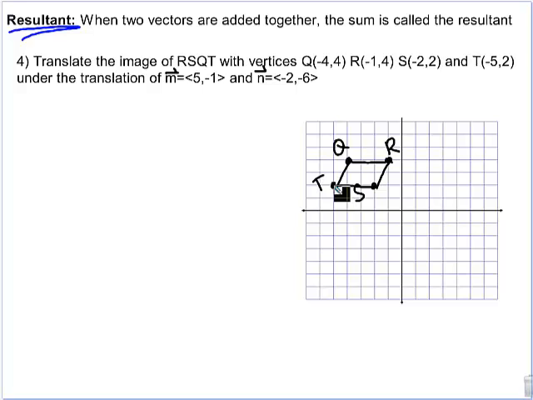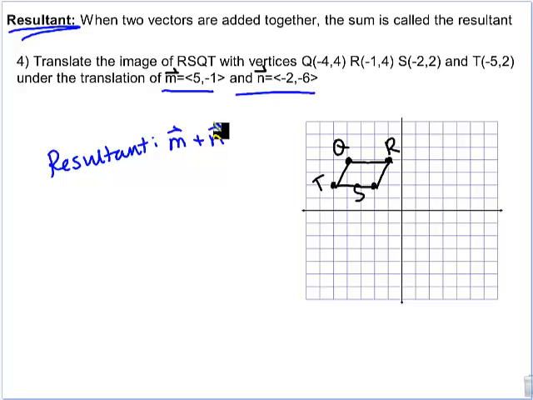Could you just go to QR and make that vector M? We wouldn't make that vector, and we want to translate it underneath these two vectors. We were not going to subtract it. We could do this two ways. We could first translate it underneath M by adding 5 to all of your x's and subtracting 1 to your y's. And then translate it underneath N by adding a -2 to all your x's and adding a -6 to your y's. Or you could find the resultant of M and N. And then just translate it underneath that.